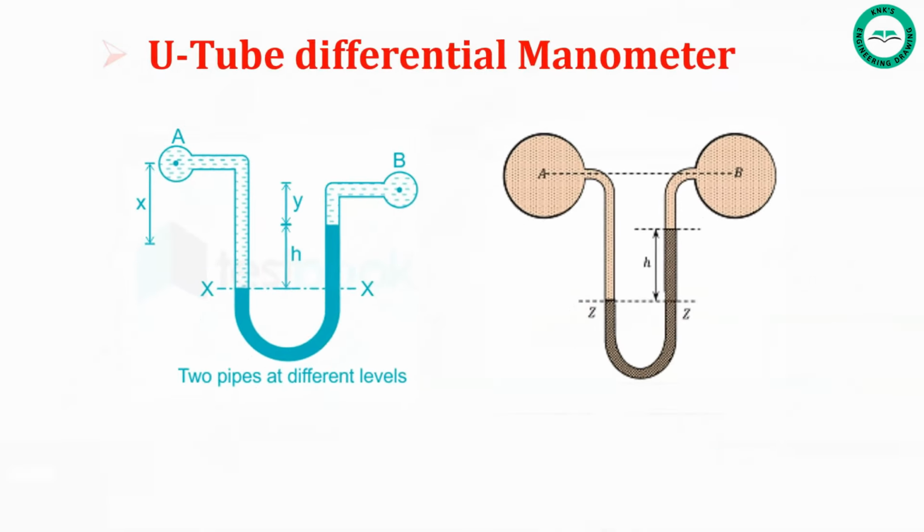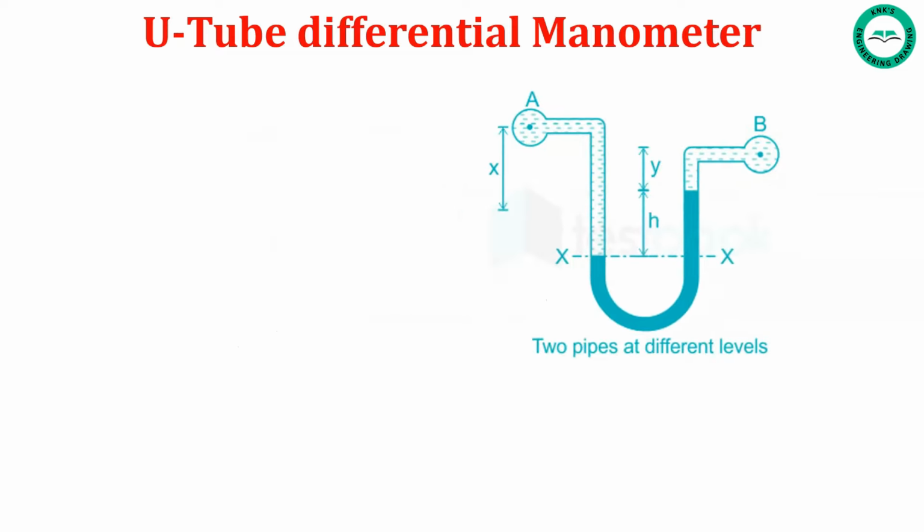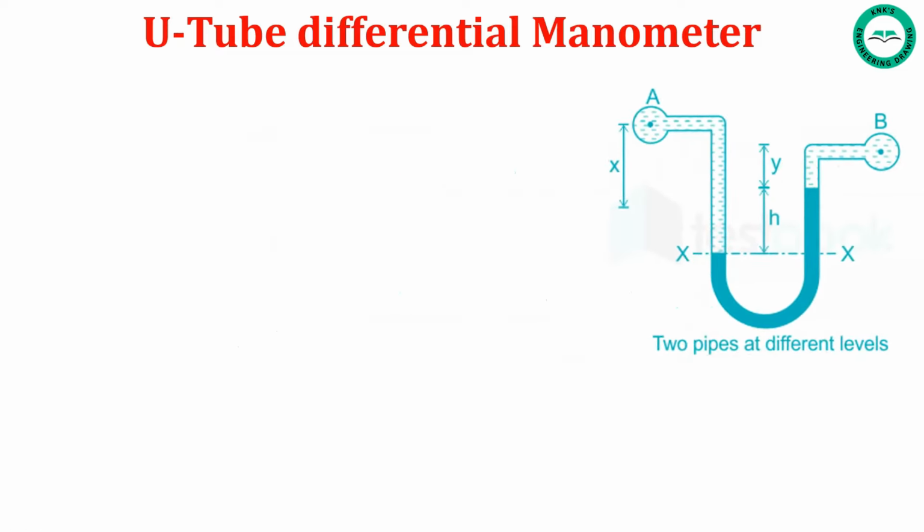In U-tube differential manometer, the pressure points can be at different levels or at the same level. Let us see in detail. The figure shows the 2 points A and B are at different levels and also contain liquids of different specific gravity. These points are connected to the U-tube differential manometer.